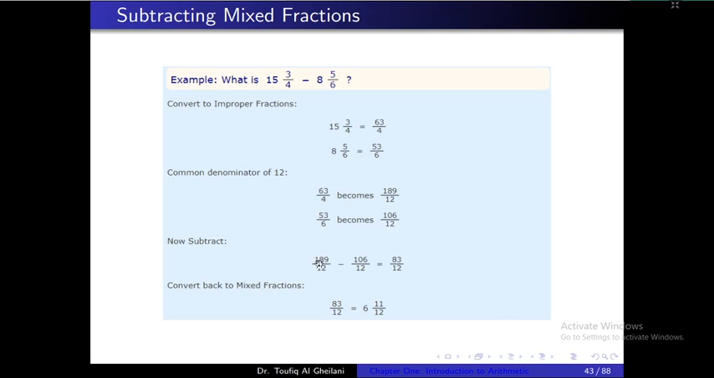So now I subtract the numerators: 189 minus 106 gives 83, and we can simplify this or convert to a mixed number.